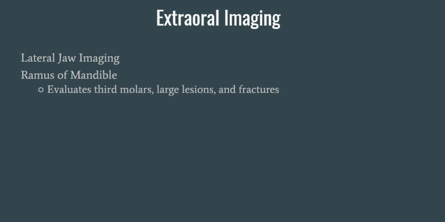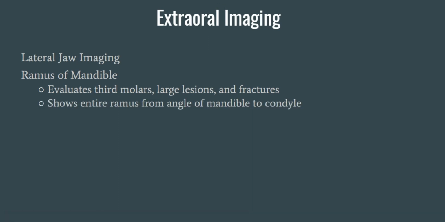The other part of the lateral jaw imaging is the ramus of the mandible. And it is used to evaluate the third molars, large lesions, and fractures. This will be used to find fractures that may extend down into that ramus. And it will show the entire ramus from the angle of the mandible up to the condyle.